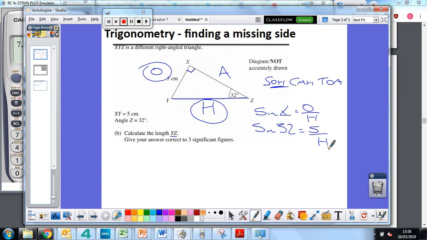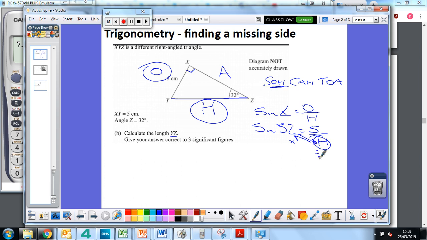Now what makes this difficult for some people is that the H we want is on the bottom here, and people often want to just multiply by 5. What we have to remember here is this H that's dividing here can go over there and become a multiplier, and the sine 32 can come from over here to the other side and become a divider.